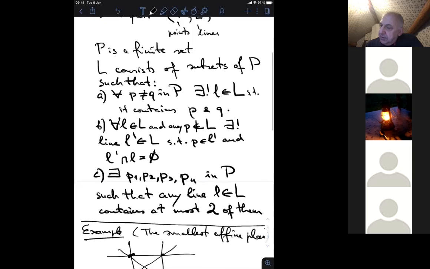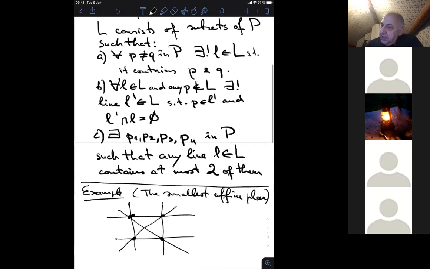So what do we check? We check that for any 2 points P and Q, there exists a line. Yes, this is true in this case. For any line and any point not in the line, there exists a parallel line. This is also true here. And finally, we just have 4 points in this configuration, and no line contains more than 2 of them. So all 3 axioms are satisfied in this toy example.